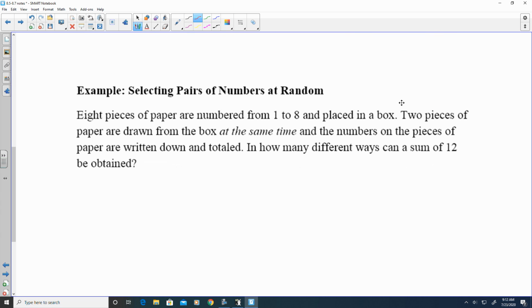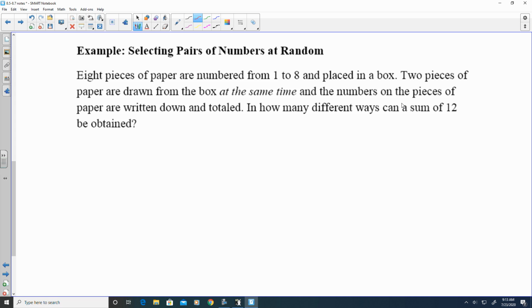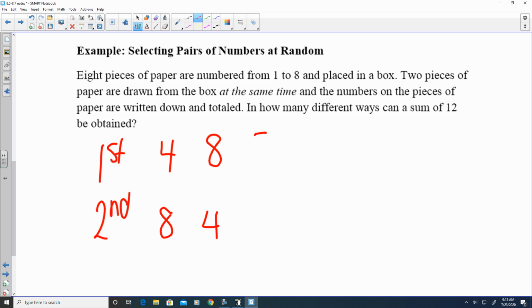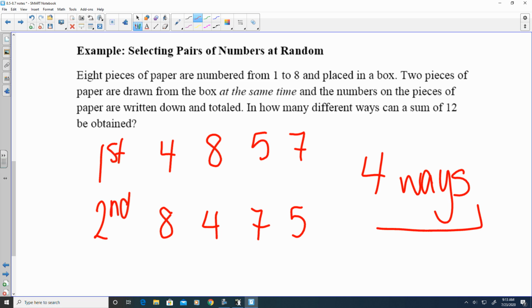Same kind of question, but this time we're picking the numbers at the same time. So it would be impossible for us to get that 6 and 6 option since I'm not putting that first piece of paper back. I'm picking them at the same time. So when I make my list this time, it's the exact same except I would not have that 6 and 6 option. 4, 8, 8, 4, 5, 7, 7, 5. So there are 4 ways that I could pick a sum of 12.